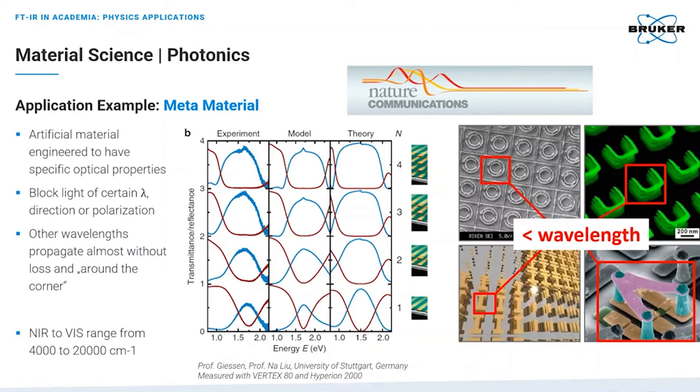For example, the development of photonic crystals has given us an unprecedented flexibility in designing both linear and nonlinear optical properties in terms of refractive index and dielectric permittivity as a function of wavelength and for different directions and polarizations. Well, in easy words, metamaterials can be designed with a special optical response. For example, it blocks light of certain wavelengths, direction, or polarization, whereas other wavelengths propagate almost without loss and even around the corner. By changing the pattern form or dimensions, its response to light with wavelengths bigger than the pattern can be tuned.